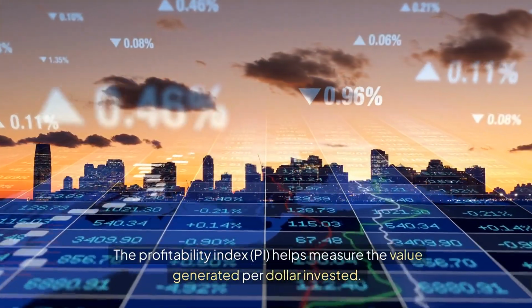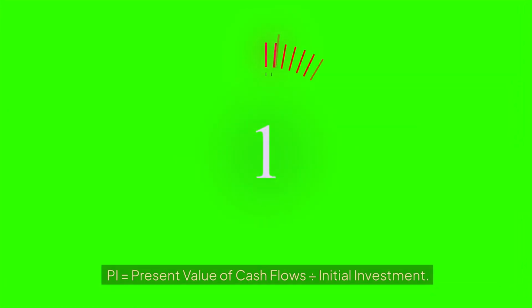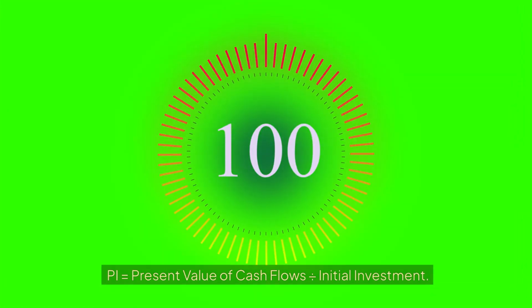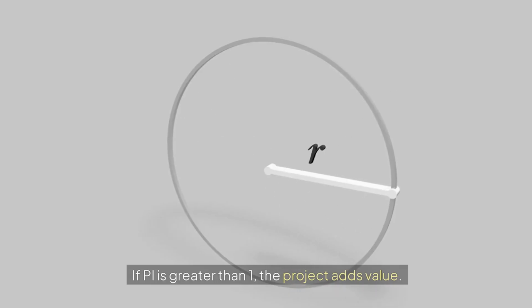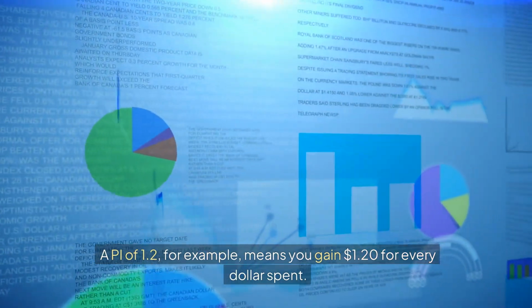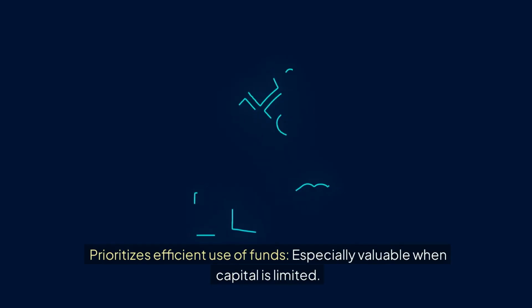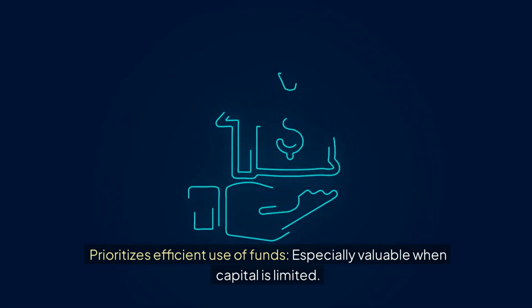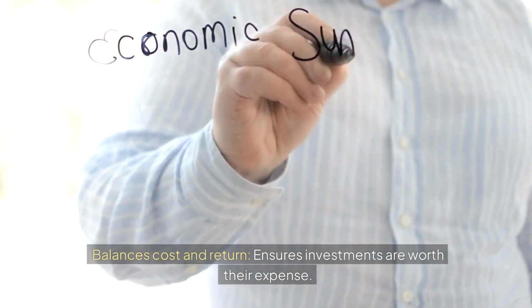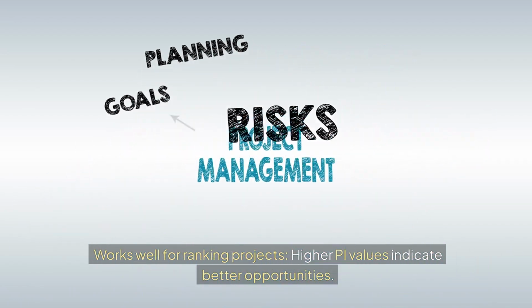Profitability Index. The Profitability Index, PI, helps measure the value generated per dollar invested. It's a simple ratio. PI equals present value of cash flows divided by initial investment. If PI is greater than 1, the project adds value. A PI of 1.2, for example, means you gain $1.20 for every dollar spent. Why it's significant. Prioritizes efficient use of funds, especially valuable when capital is limited. Balances cost and return. Ensures investments are worth their expense. Works well for ranking projects. Higher PI values indicate better opportunities.